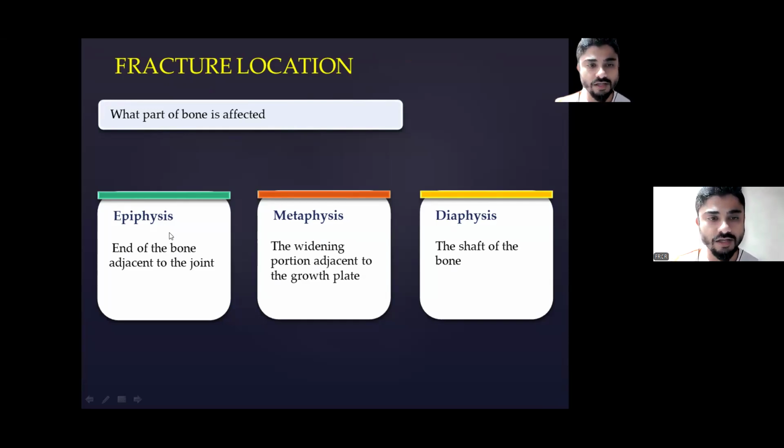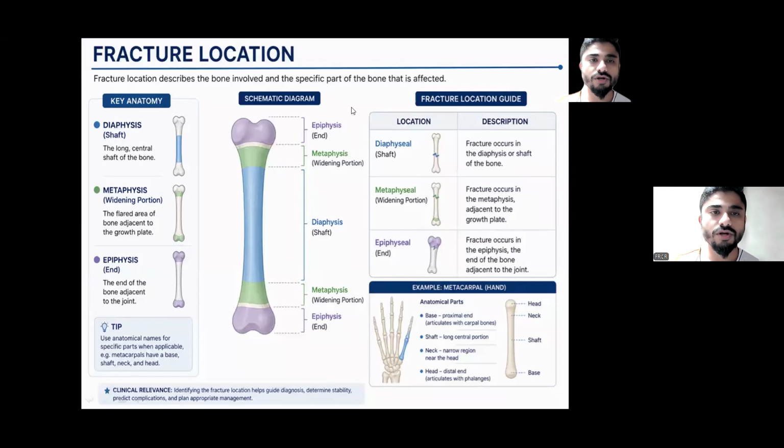What is epiphysis? Epiphysis is basically the ends of the bones. Metaphysis is basically when the epiphysis widens up and forms a part of the bone, and it is usually located adjacent to the growth plate. And diaphysis is the shaft of the bone. This is how you are going to locate and mention which part of the bone is involved.